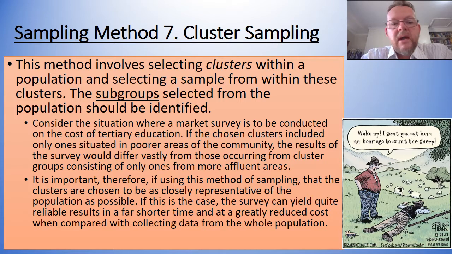If the chosen clusters included only the ones from poorer areas of the community, the results of the survey would vastly differ from those from the richer areas. So it's important with this method of sampling that the clusters are chosen to be as closely representative of the population as possible. In this case, the survey can be quite reliable in a far shorter amount of time and with a greatly reduced cost than collecting data from the whole population, or census.